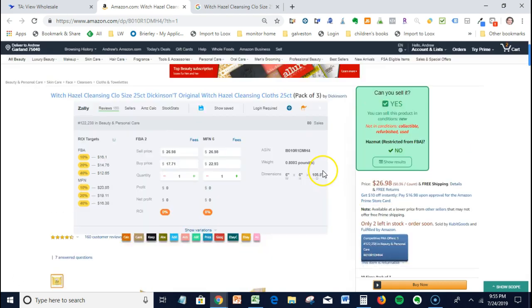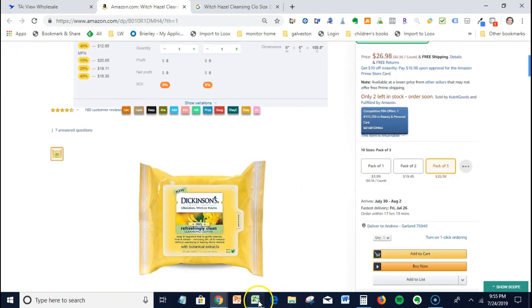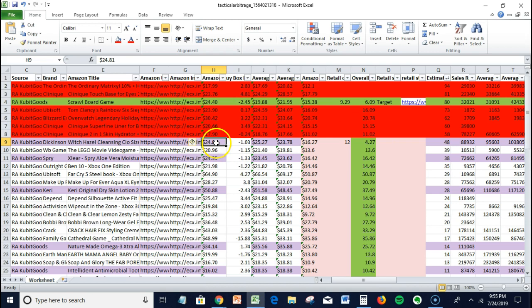Okay. So it is a little bit higher now than it was here, which means we can even change that price there.